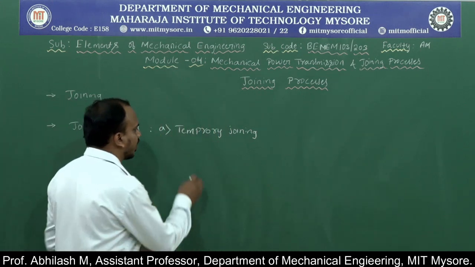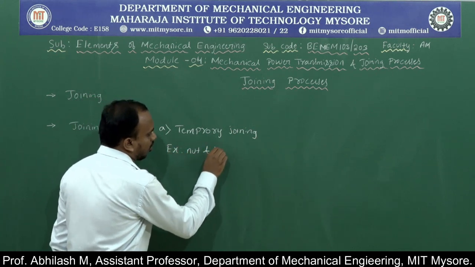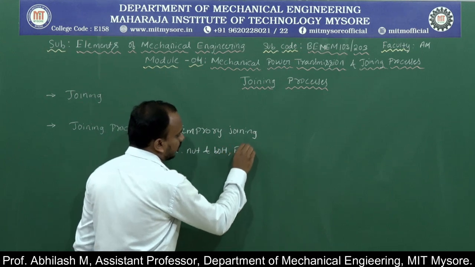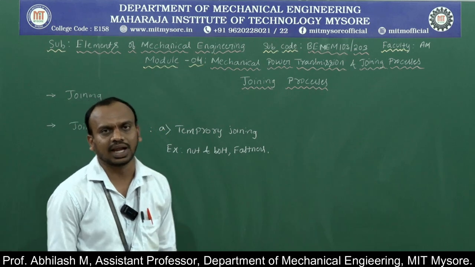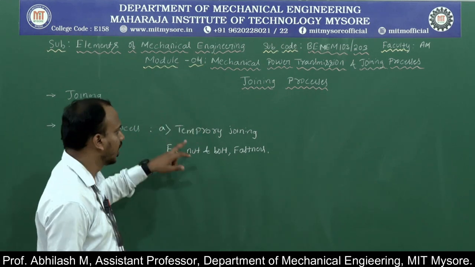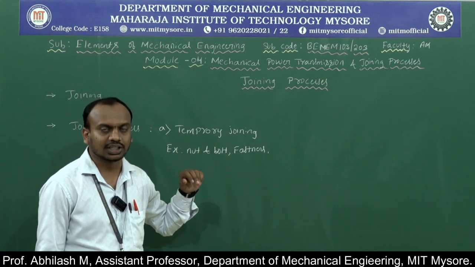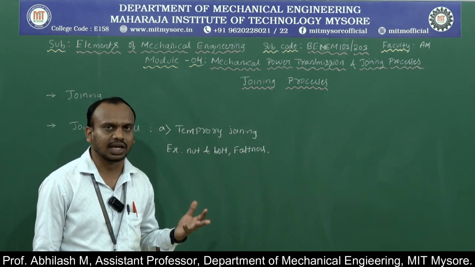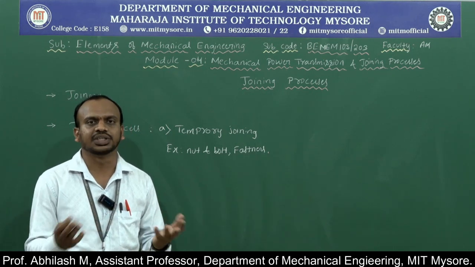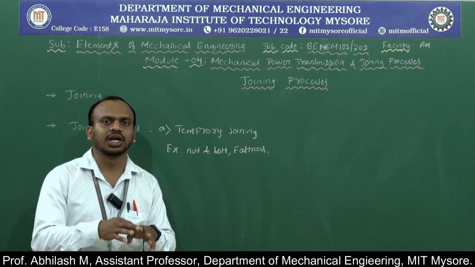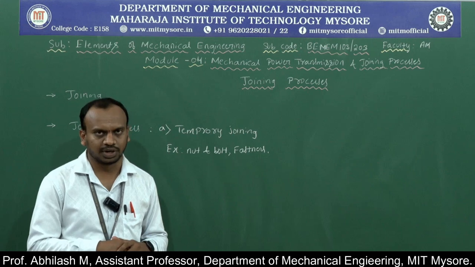So the examples for temporary joints are nuts and bolts, fasteners, and even studs that we make use of in mechanical industries. They are good examples of a temporary joint or temporary joining process. The name itself suggests it is temporary. I can remove the components whenever required and I can join them back whenever required in order to make a single component.